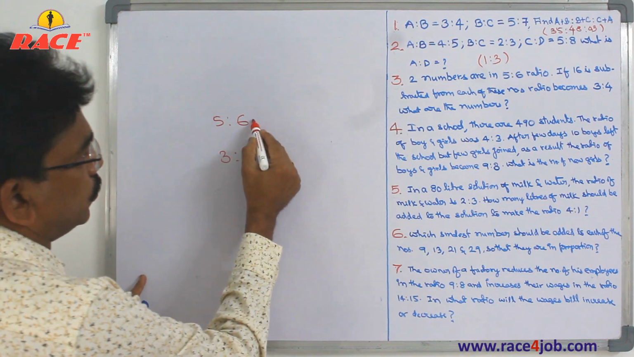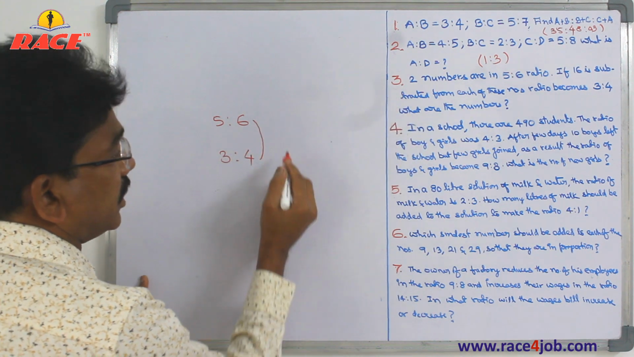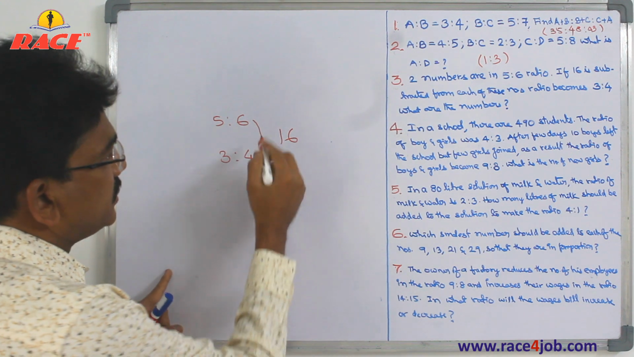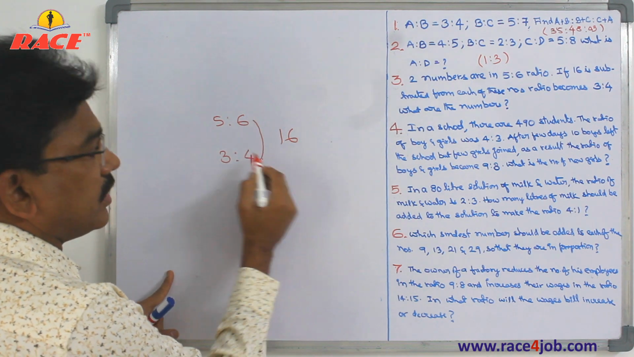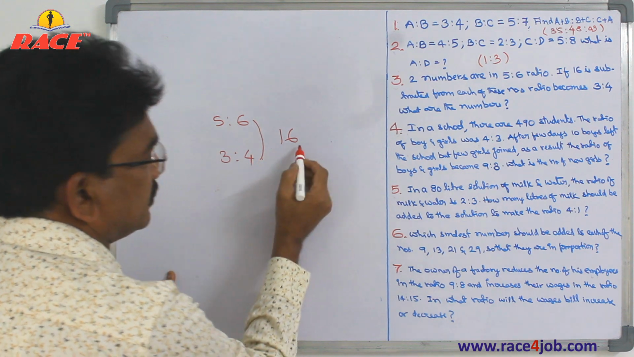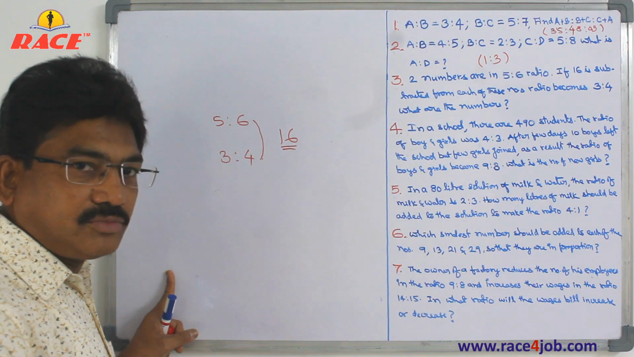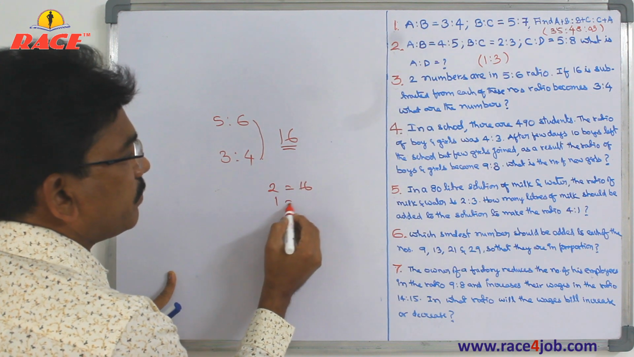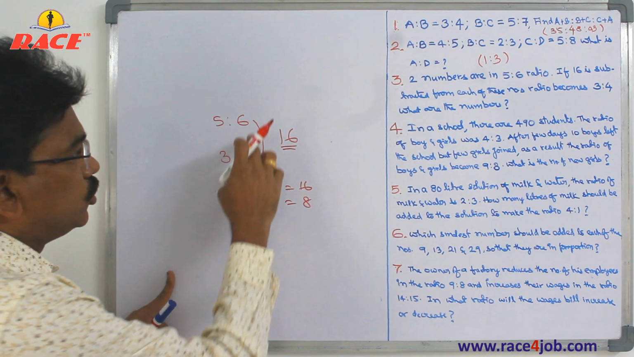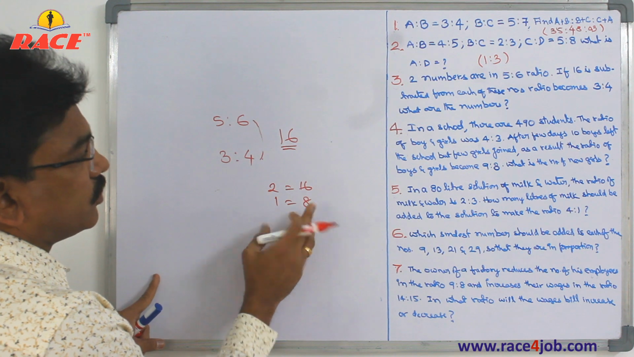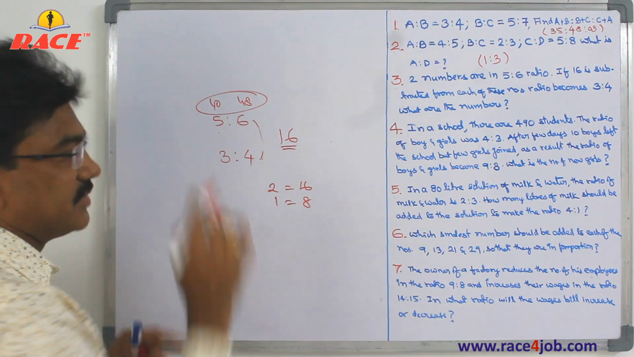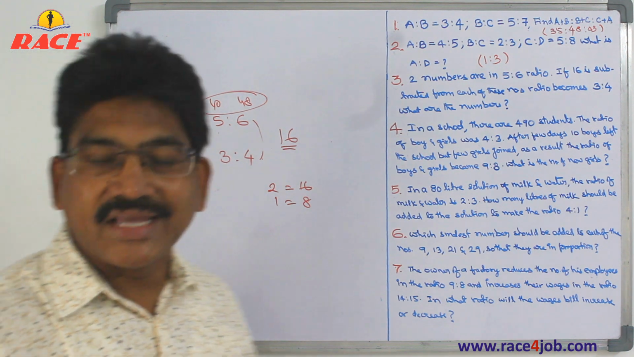Actually we have deducted 2 parts from each term, but according to the question, we have deducted 16 from each term. That means 2 parts is nothing but the value 16. 2 parts is 16, so 1 part is naturally 8. 1 part is 8, so 5 parts is 40 and 6 parts is 48. These are the numbers: 40 and 48. Easy for us.